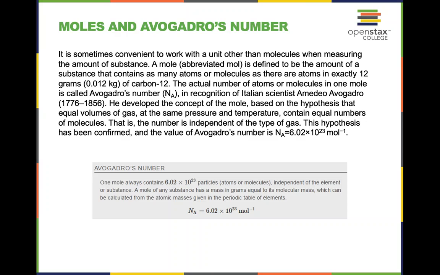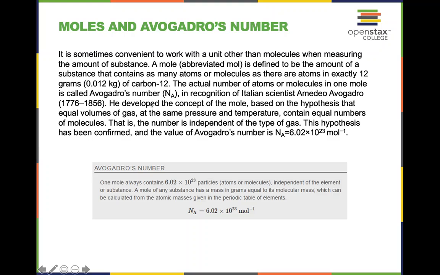So moles and Avogadro's number. It is sometimes convenient to work in a unit other than molecules when measuring the amount of substance. A mole, abbreviated mol, is defined to be the amount of a substance that contains as many atoms or molecules as there are atoms in exactly 12 grams, 0.012 kilograms, of carbon-12. The actual number of atoms or molecules in 1 mole is called Avogadro's number, NA.